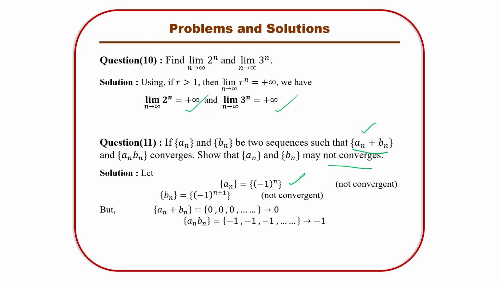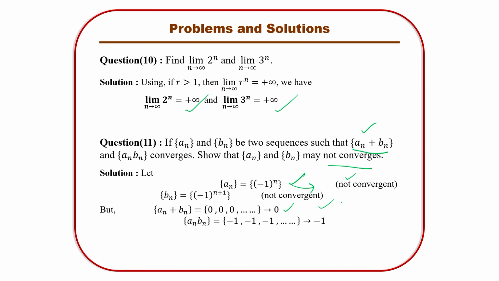I have taken a_n as (minus 1) to the power n, and it is not a converging sequence, even though it is a bounded sequence. And b_n equal to (minus 1) to the power n plus 1, it is also not a converging sequence. And a_n plus b_n, what happens? It will give you a constant sequence 0, 0, 0. So it's going to be a constant sequence, a converging sequence. a_n times b_n is going to be minus 1.